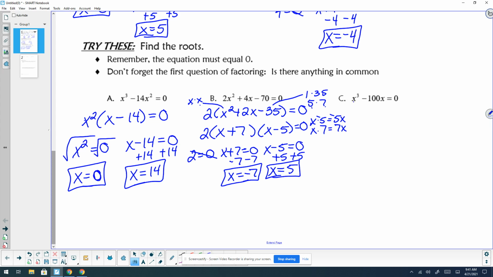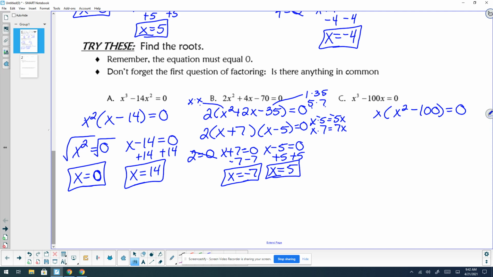On to C. Again, both of my terms have at least an x. So I'm going to look at what they have in common. In this case, it's just 1x, leaving me with x squared minus 100 equals 0. Now, there's a couple of options I can use from here. Since I have x squared minus 100 inside of the parentheses, that means that only one of those 2 terms has an x. I could use square roots there if I wanted to, but right now we're reviewing factoring.